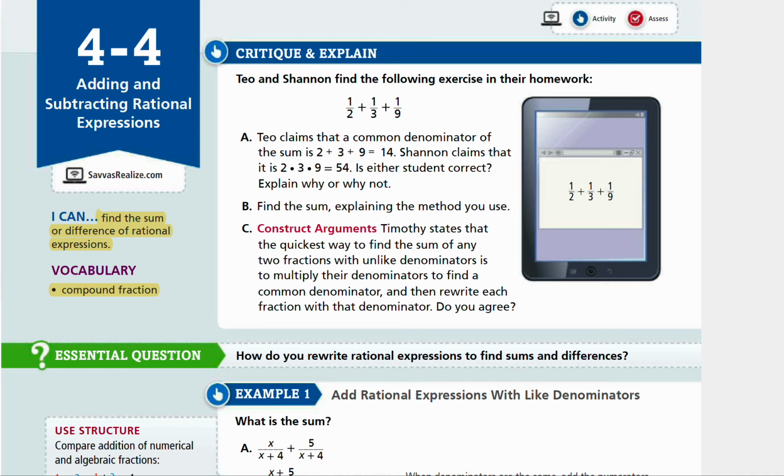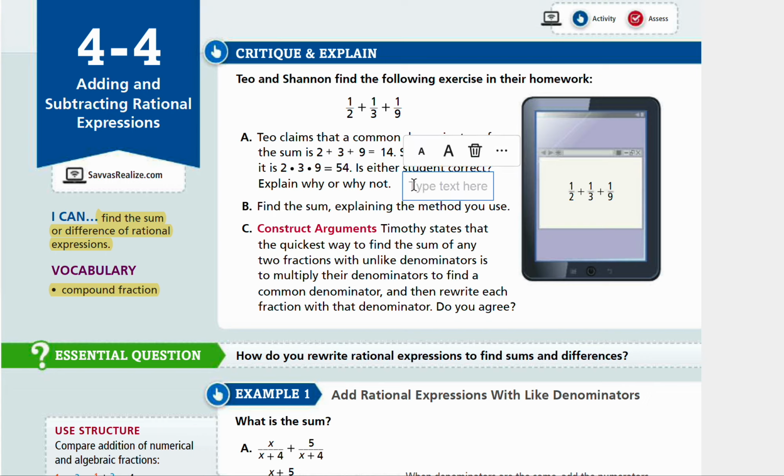Theo and Shannon find the following exercise in their homework: 1/2 plus 1/3 plus 1/9. Theo claims that a common denominator of the sum is 2 plus 3 plus 9, which is 14. Shannon claims that it is 2 times 3 times 9, which is 54. Who's correct? Explain why or why not. This is like basic math, right? Are they both correct, or is Theo correct or Shannon correct?